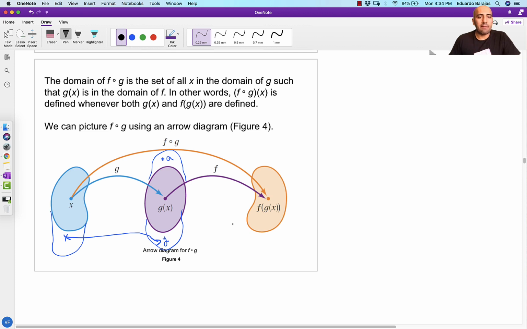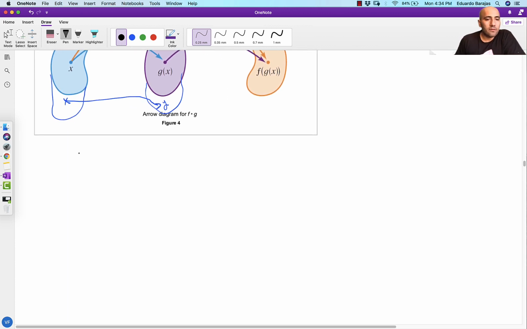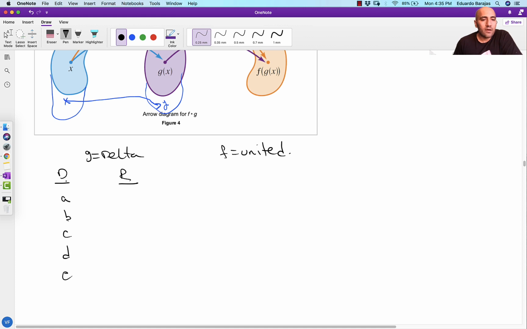Let me write down that example. So for example, let's just assume that letters represent cities. Let's say that G was Delta, and let's say that F was United. And let's say that the domain and range are as follows. Let's just assume letters are cities. I don't know what they are. A, B, C, D. So here is the domain of the Delta function, and this one leads to E, F, G, H, I.